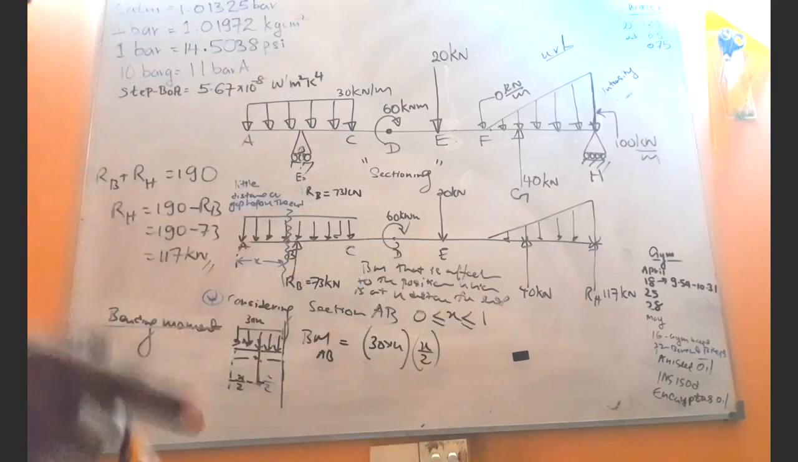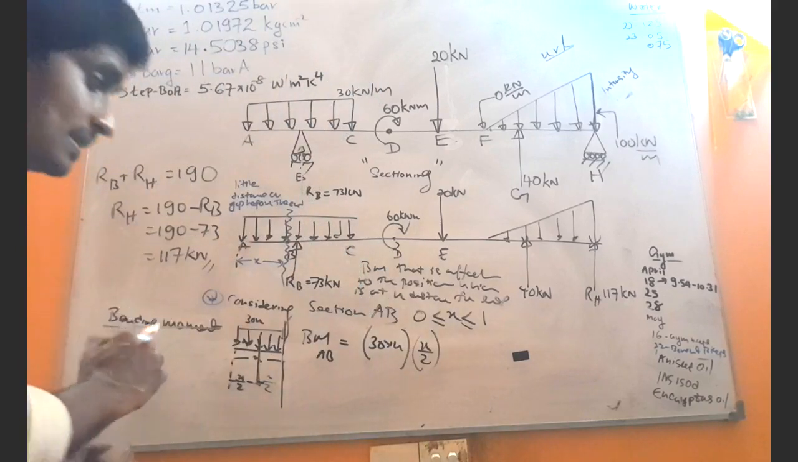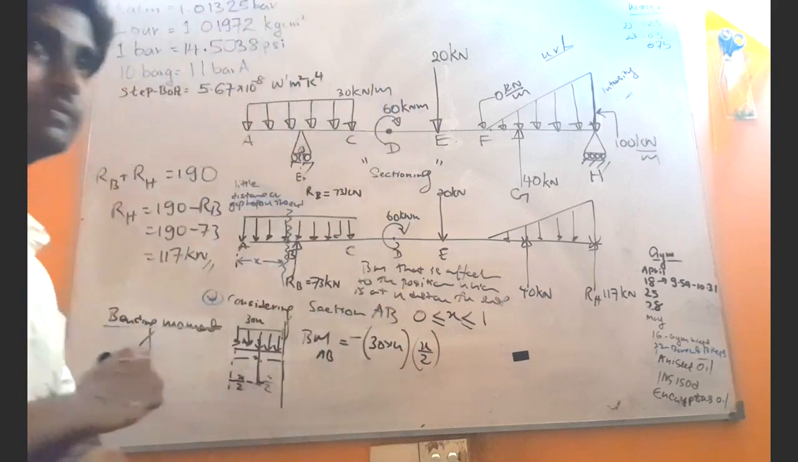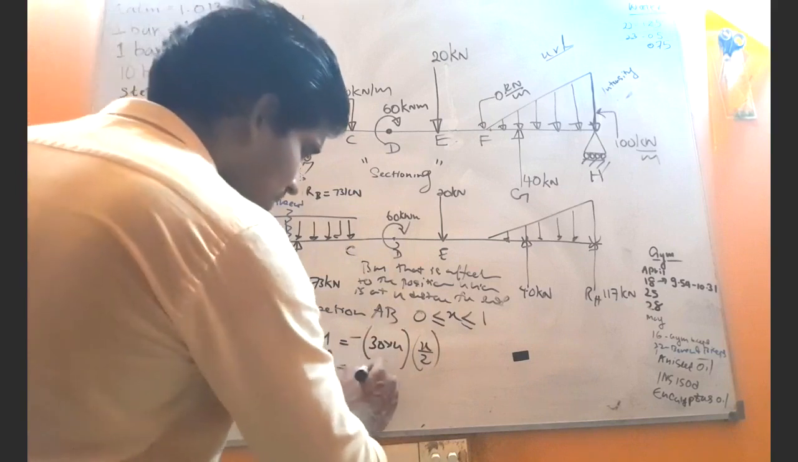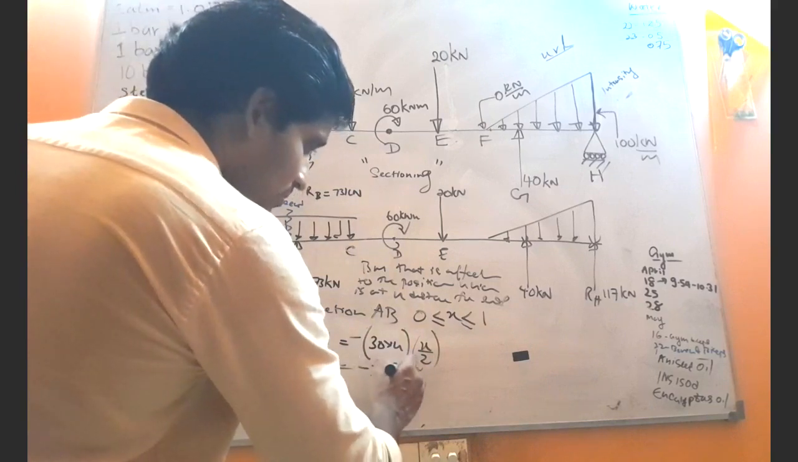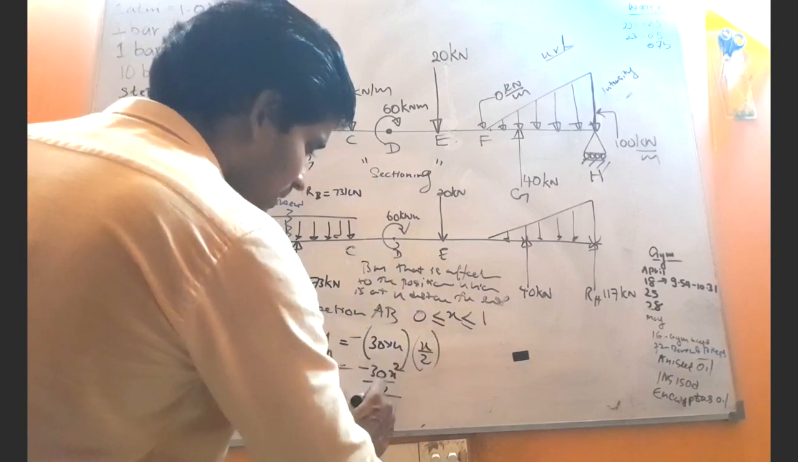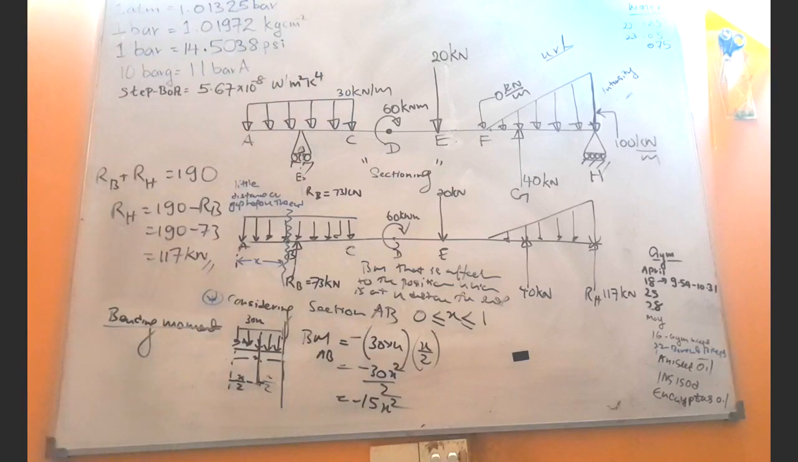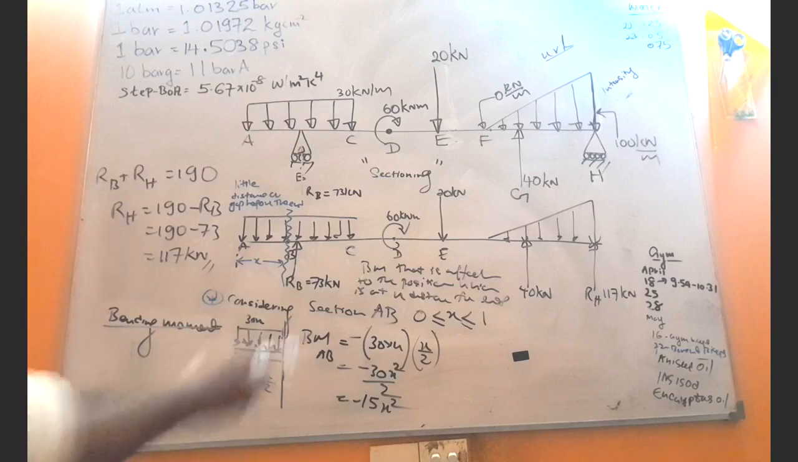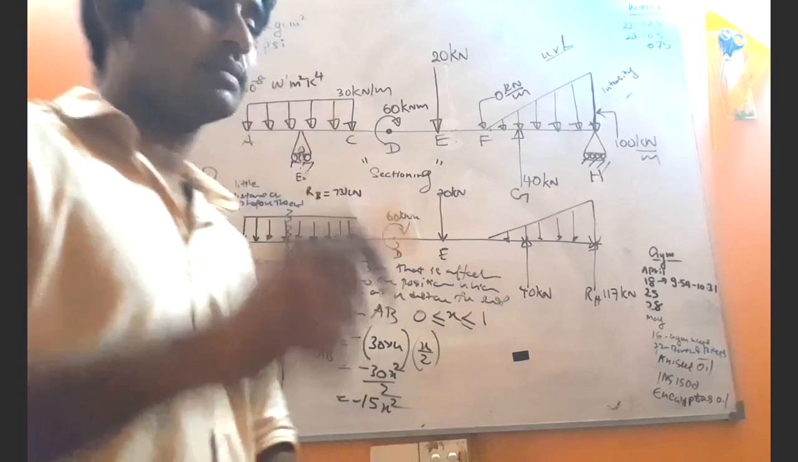But what is the sign? The sign is negative, right? Why? It is a negative bending moment. So what is the equation? The equation will be minus 30 x squared divided by 2, that means minus 15 x squared. Let me check the answer. Yes, minus 15 x squared. So that is how we obtain the answer.